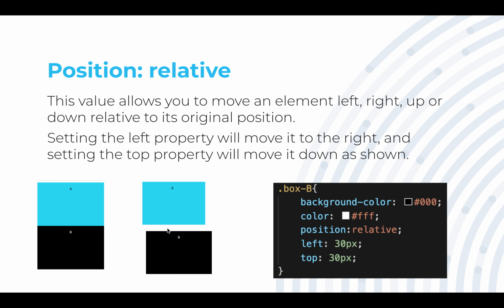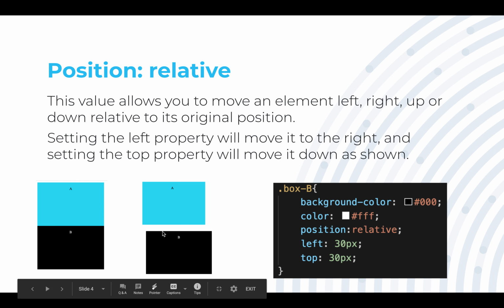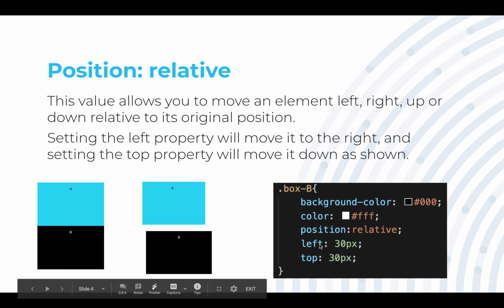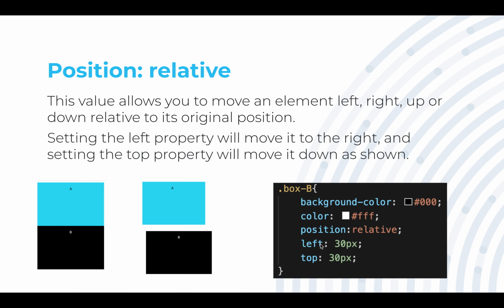For top 30 pixels, if this is box B, right? Left 30 pixels will add 30 pixels over here, which in turn moves it to the right, and then top 30 pixels will move it downwards, so in all it's going to be positioned 30 pixels down and 30 pixels to the right. So it's a little bit like the opposite of what you would think. If you wanted it to move to the right, you would specify the left value. If you wanted it to move down, you would specify the top value.